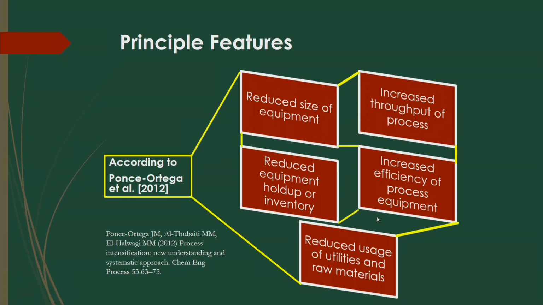Now, according to Pons Ortega et al. 2012, they have suggested some features of process intensification. They said that to intensify the process, you have to reduce the size of the equipment, and also reduce the equipment hold up or inventory. That is why, whenever there is a big process, several equipments are used for a particular process. So, for intensification you have to reduce those equipment numbers or equipment size also.